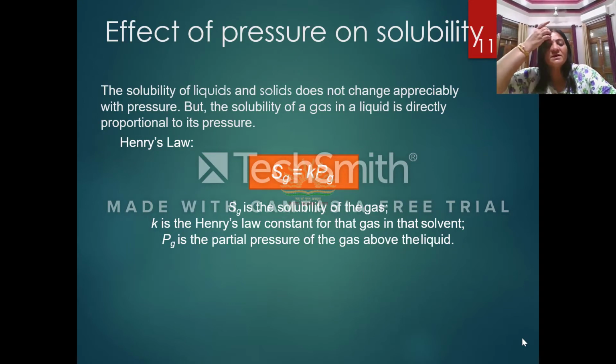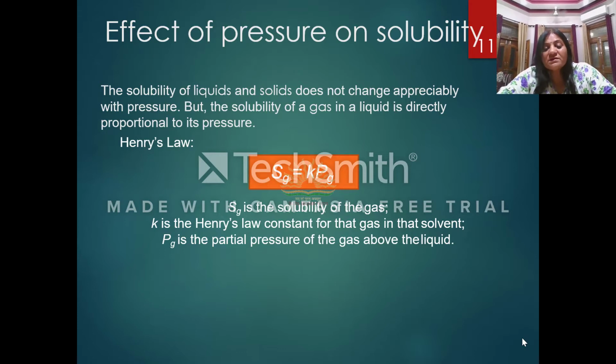Effect of pressure on solubility. This is one of the very important factors for the formation of gaseous solutions, the effect of pressure. And this is Henry's law, an important part of this chapter. The solubility of liquids and solids does not change appreciably with pressure, but the solubility of a gas in a liquid is directly proportional to its pressure, keeping temperature constant.